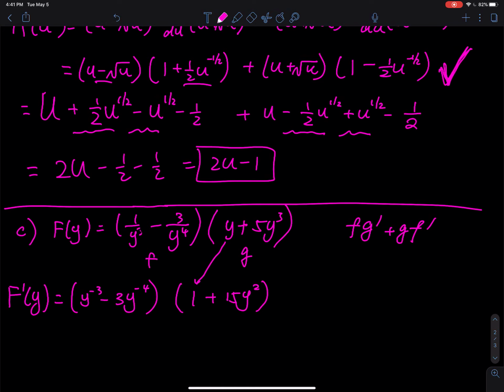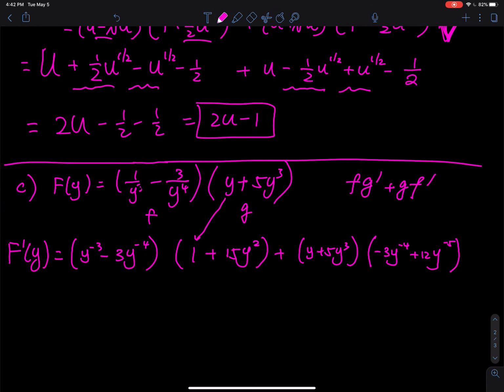And then plus gf, so we copy g, and then f prime, so bring the negative 3 down, y to the negative 3 minus 1, and then bring the negative 4 down, y to the negative 4 minus 1. There you go. To me, I like to put that as the final answer. So we don't need to deal with the expansion. We don't need to deal with the simplification. But to most of the textbook, they would like you to do it.